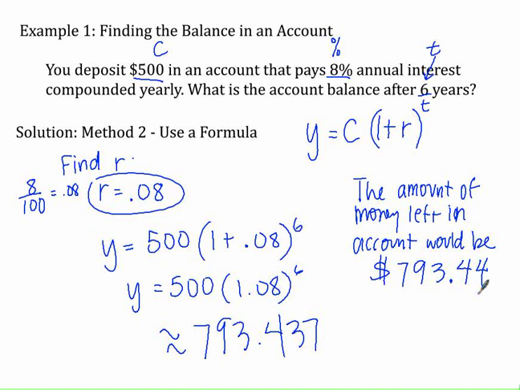Moving on to example 2. Writing an exponential growth model, we're still doing more of these. A town with a population of 5,000 grows 3% per year. Write an exponential growth model of its population and estimate the population at the end of 10 years. So I can already identify my C, my initial amount. 10 years is going to be my T. 3% is not my R, but I'm going to use it to find my R.